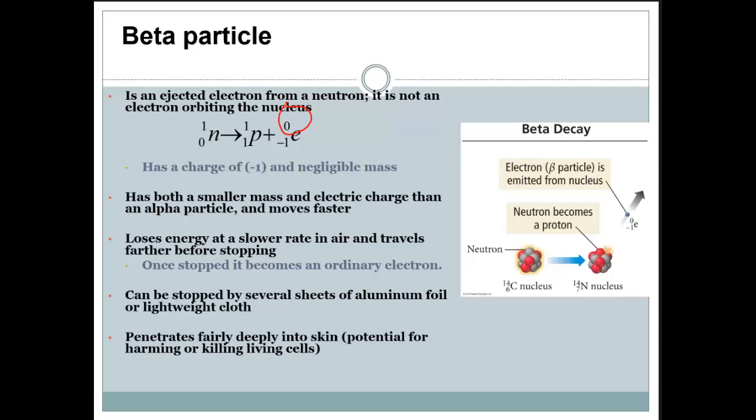It has both a smaller mass and electric charge than the alpha particle and moves faster. It loses energy at a much slower rate in air and travels farther before stopping. Once stopped, it becomes an ordinary electron. It can be stopped with several sheets of aluminum foil or lightweight cloth, and it penetrates fairly deeply into the skin, with potential for harming or killing living cells.